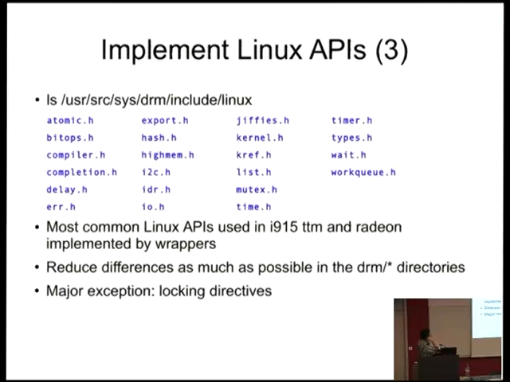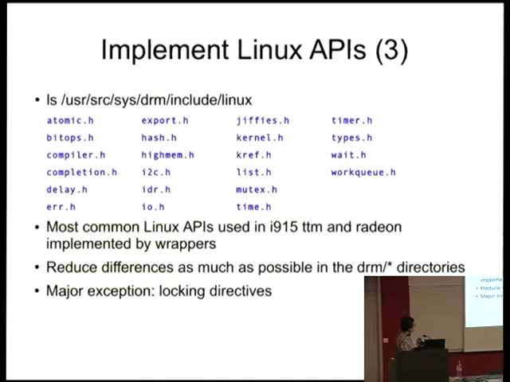So we now have many Linux headers, which are most of the time wrappers to existing Unix or BSD APIs. So really not so complex. This list is even obsolete by now. I've started to add PCI headers also. So we have implementations for most Linux APIs from Linux 3.8. And the goal is to reduce differences as much as possible in the DRM directories and try to have as few differences as possible with the Linux driver code.